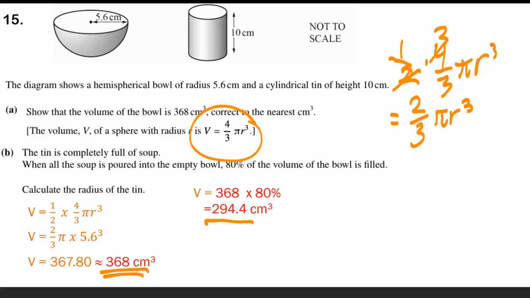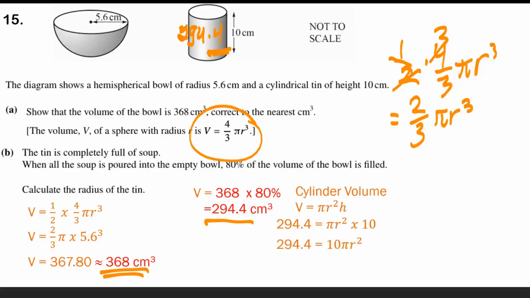Using that data, you can find the radius of the cylindrical tin when the volume is 294.4 and the height is given as 10. So use the cylinder volume formula, volume equals pi r squared h. Substitute the volume, 294.4 equals pi r squared times 10. Then multiply 10 times pi, that is 10 pi, then divide both sides by 10 pi.